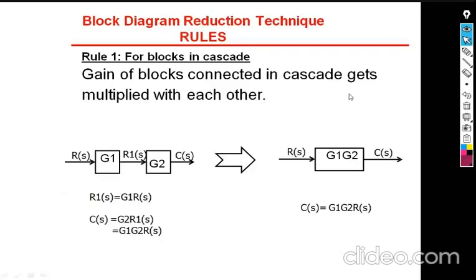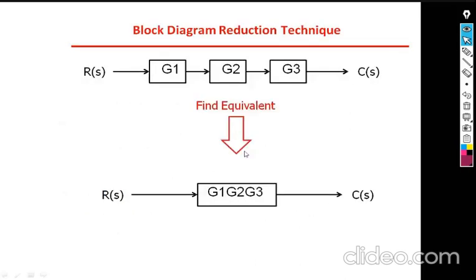Now, to solve the problem, you need to follow the first three rules: rule number 1, rule number 2, and rule number 3. The summary is: if two blocks are connected in series, then the reduction of these two blocks into a single block is the product of the gains of those two blocks. The explanation of how you get the product was given in the previous class. In the same way, if three blocks are connected in series, then similarly it is the product of G1, G2, G3.